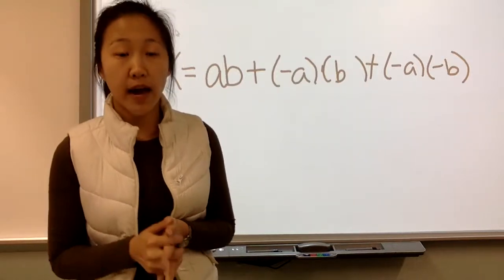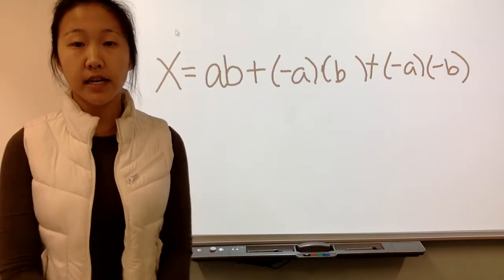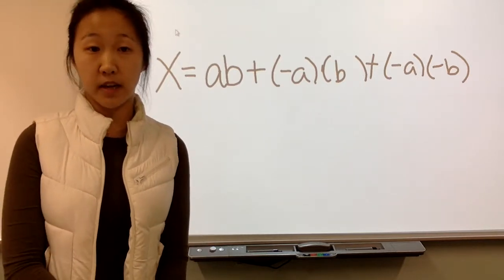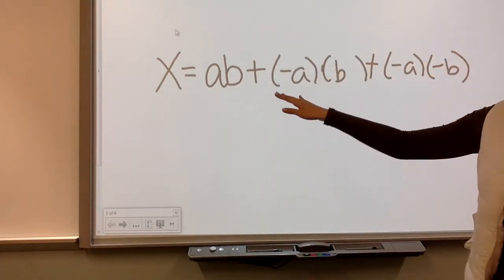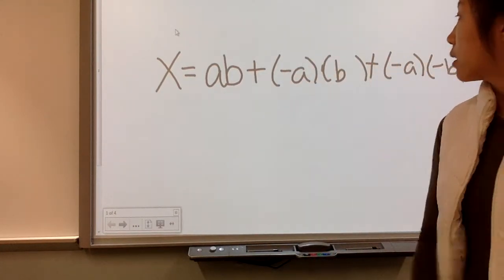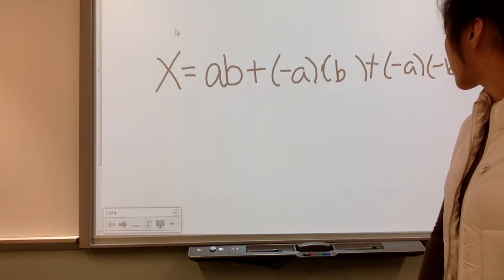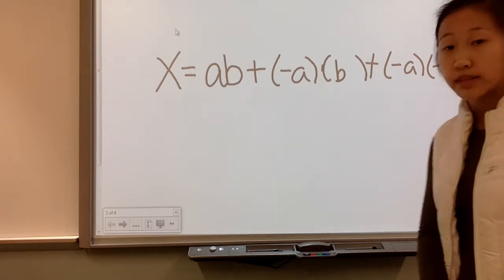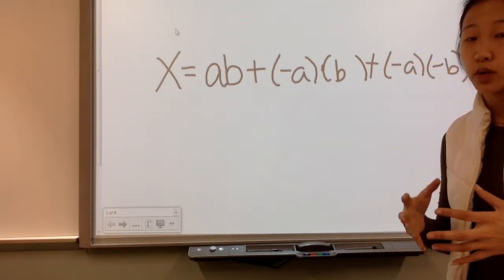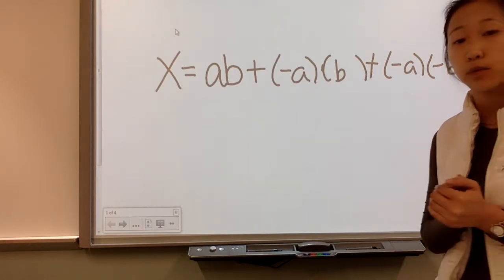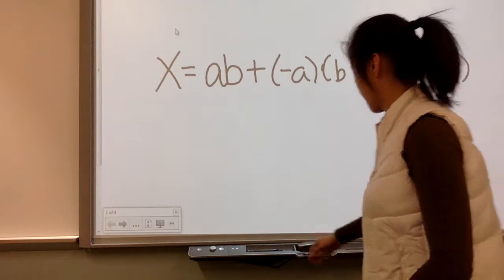So another way of showing how a negative number times a negative number yields a positive product is through more of a step-by-step proof. Given in this case that we have x equals a times b plus negative a times b plus negative a times negative b, we will show how the product of two numbers, or in this case two variables, will yield a positive product when multiplied together.